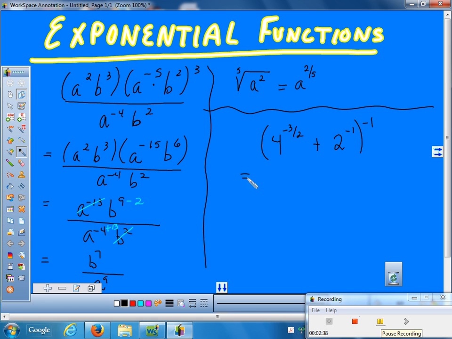I warn you, this page of the test, you will not be allowed a calculator. Since it's negative, where do you take something that's negative? To the bottom. So it becomes 4 to the positive 3/2. And same thing here, since that's a negative 1, we drop it to the bottom, it becomes positive. When it's a negative, it goes to the bottom.